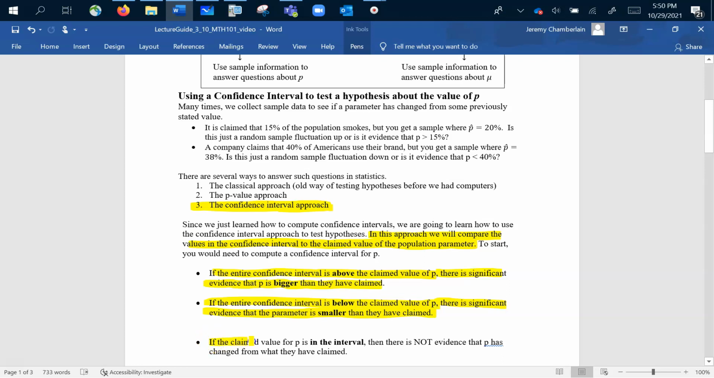The last case: if the claimed value of p is actually inside the interval, there is not evidence that p has changed from what they have claimed. In that case, you would chalk up your sample proportion being different just to random sample fluctuations. So let's look at these 3 cases: the entire confidence interval being above the claimed value of p, the entire confidence interval being below the claimed value of p, and where the claimed value of p is within the confidence interval we computed. Let's look at some examples of those cases.